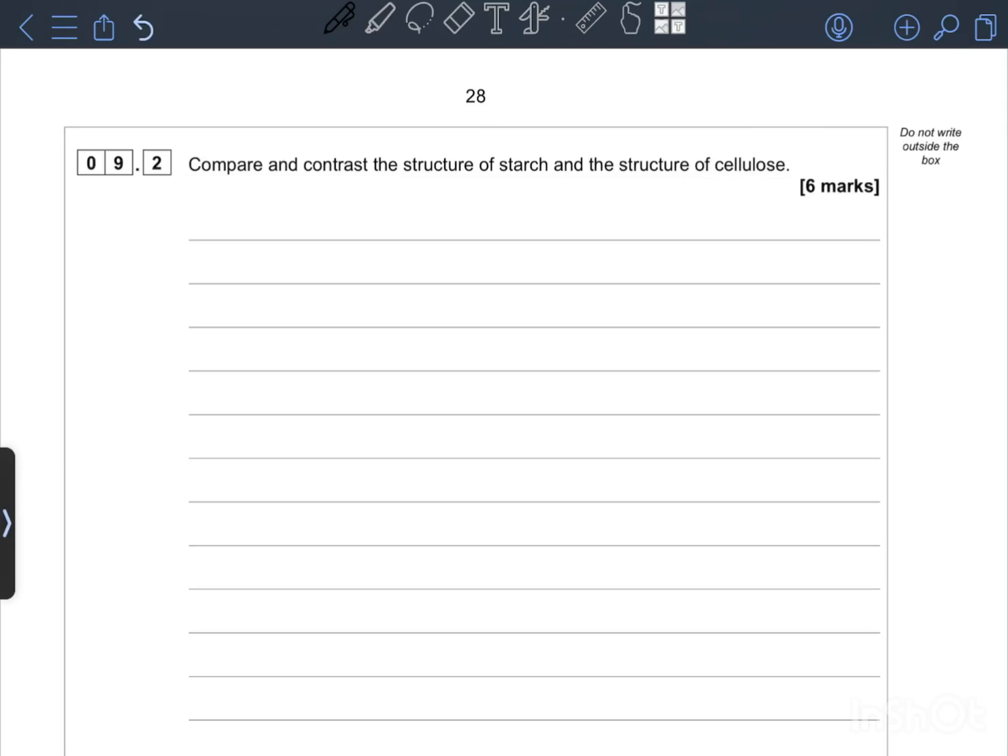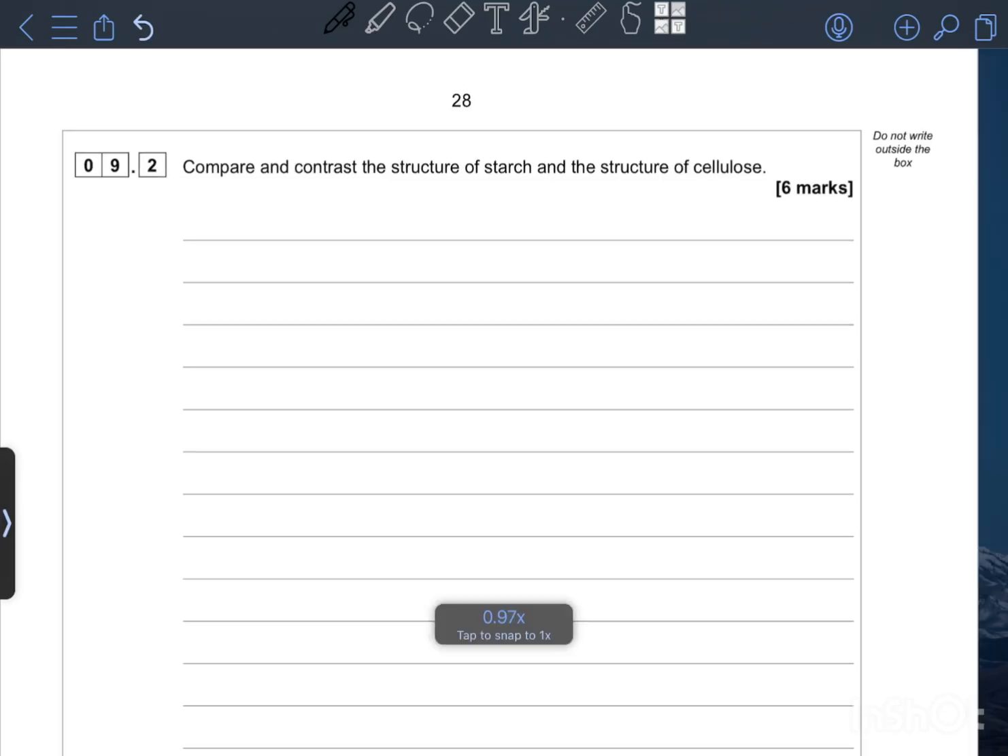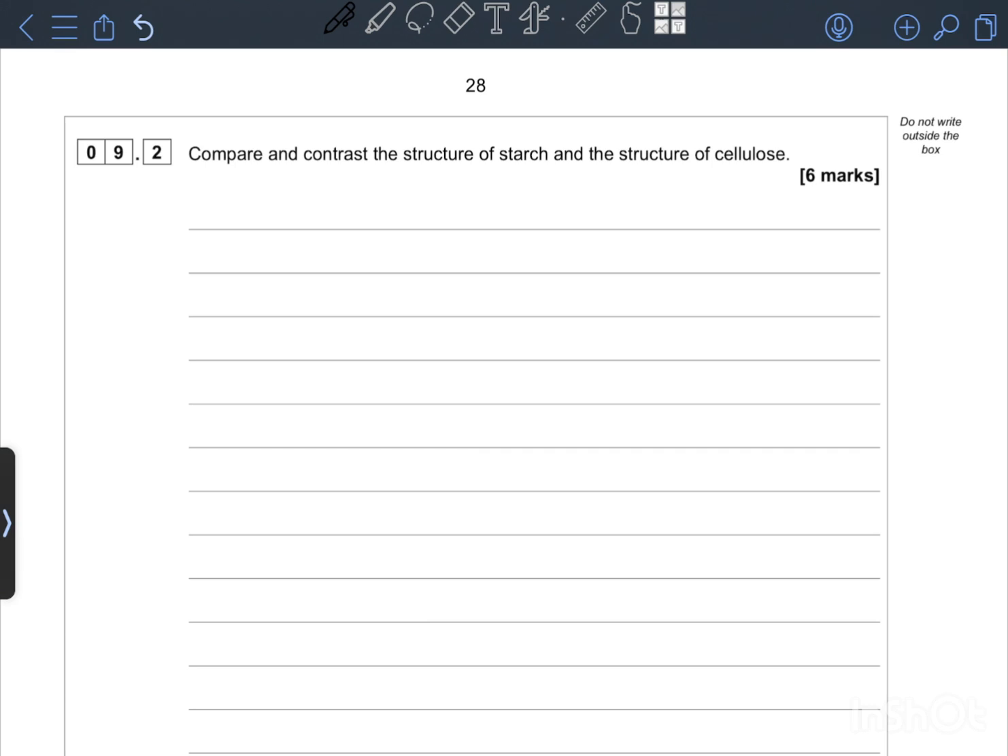So in today's video we'll be looking at some 6 markers for AQA A-level Biology and how to structure them, how to answer them, and what to do when you're stuck. So this question asks us to compare and contrast the structure of starch and cellulose.